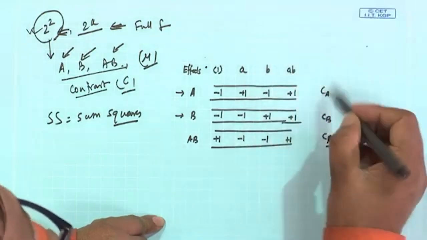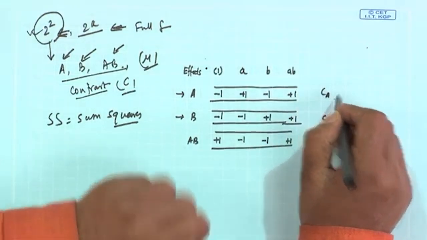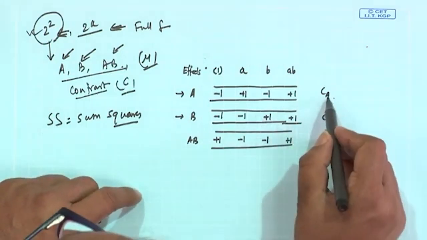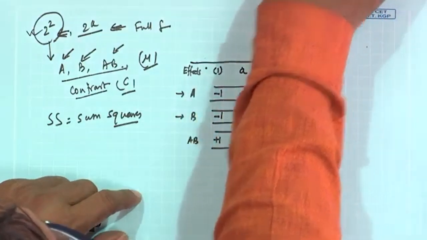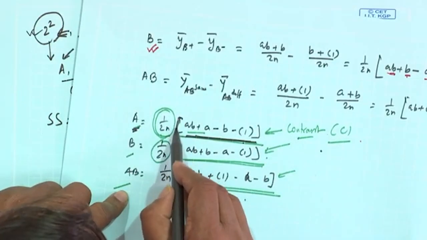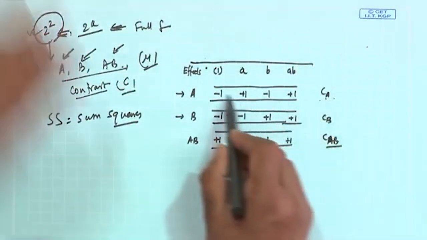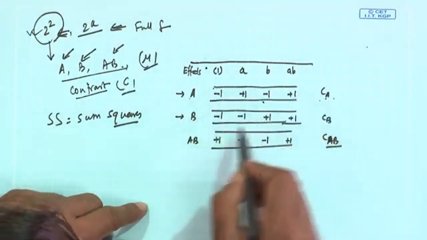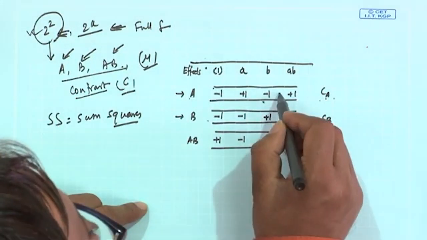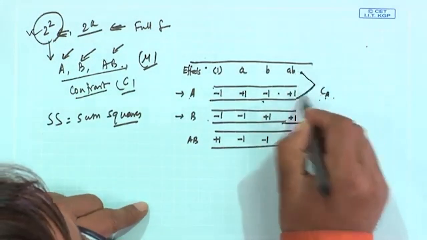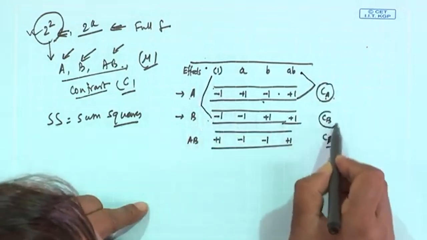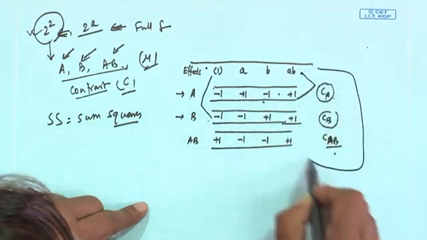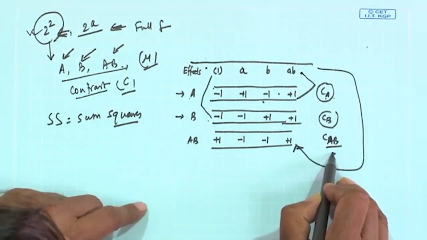Now, if I go back again, let it be like this. I am saying this portion is the contrast when multiplied by this. So, this is basically the coefficient for A, for B and for AB. Now, when you multiply this with this, you will get this contrast. When you multiply this with the effect, you will get this contrast, and when you multiply this with this, you will get the AB contrast.